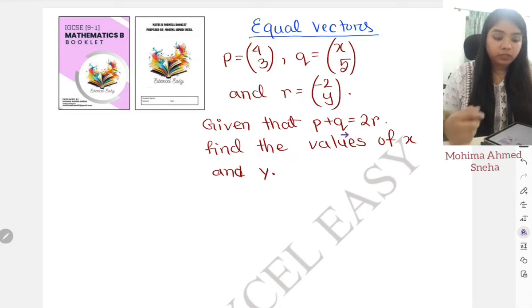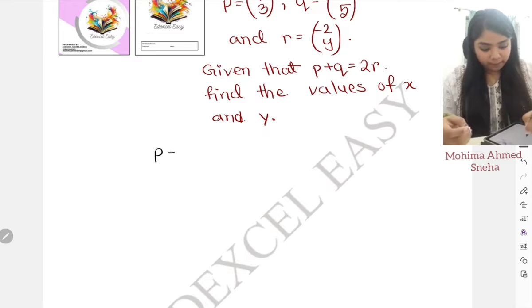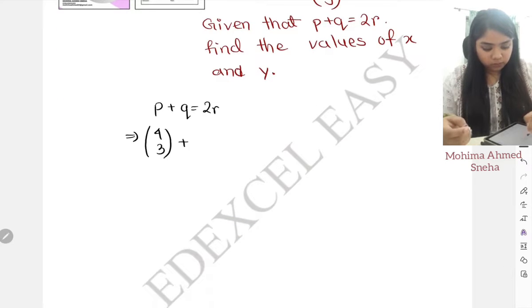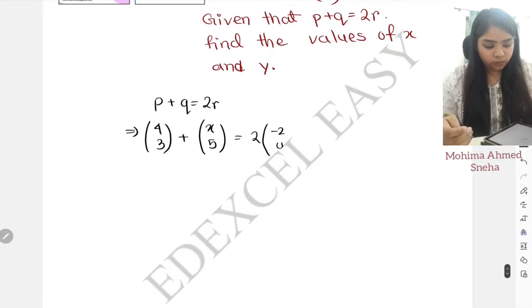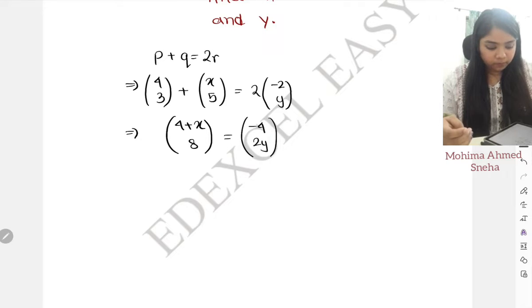This statement over here, the equation that they have provided, has an equal in this case. That's why they're considering this as a type of equal vector, because P plus Q, the summation of the two vectors, is equal to twice the other vector. So I'll just input the values of each vector over here and then again do the comparison. First column will be compared together and second column again will be compared together. So you get P plus Q equals to 2R, where P is 4, 3 and Q is x, 5, where R is again minus 2, y. Simplified, 4 plus x will just be 4 plus x, 5 plus 3 is 8, and equals to minus 4, 2y. Again, same thing, this first column is equal to each other, and this second column is equal to each other.